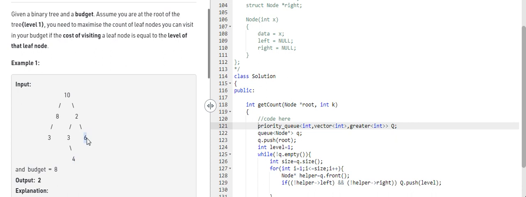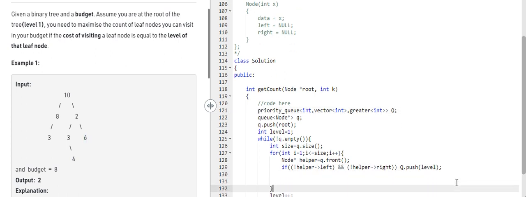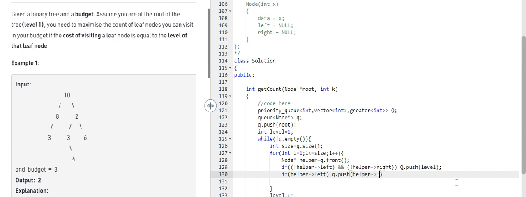So we store the levels of all leaf nodes in this priority queue, which is minheap. And if helper's left exists, we q dot push. This is a part of BFS, as you know, so I am not explaining this.